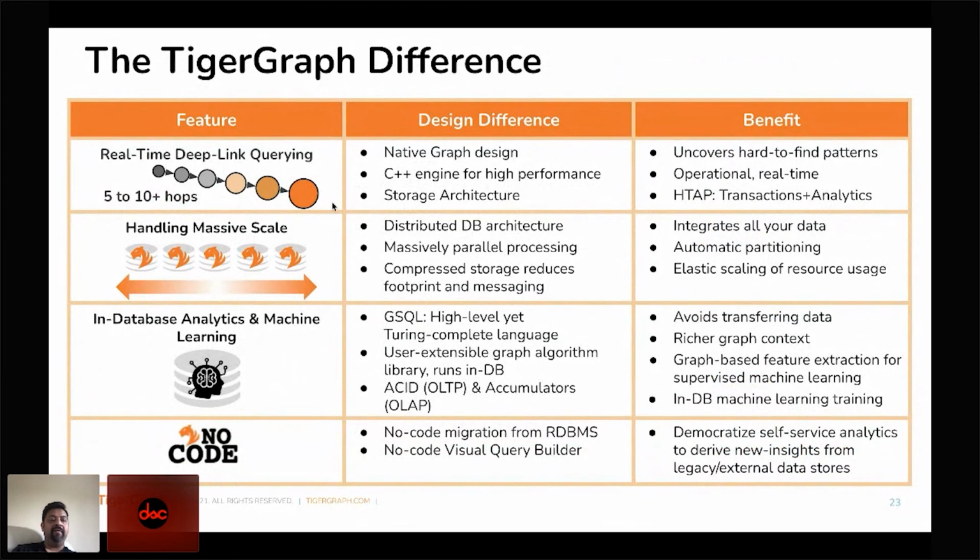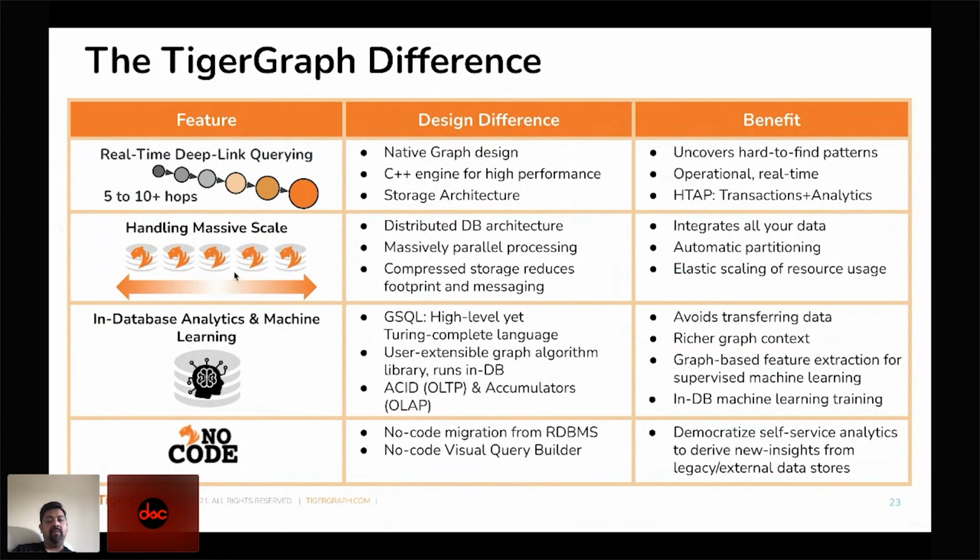What is the TigerGraph difference? I'm going to cover it briefly in 1 minute here. Real-time deep link analysis, the ability to go 10 hops or more in real time and find fraud, find money laundering, find recommendations, find customer information insights that were buried before. That is possible only with our architecture. I'm not going to cover it in detail here, but I want to mention briefly the advantages.